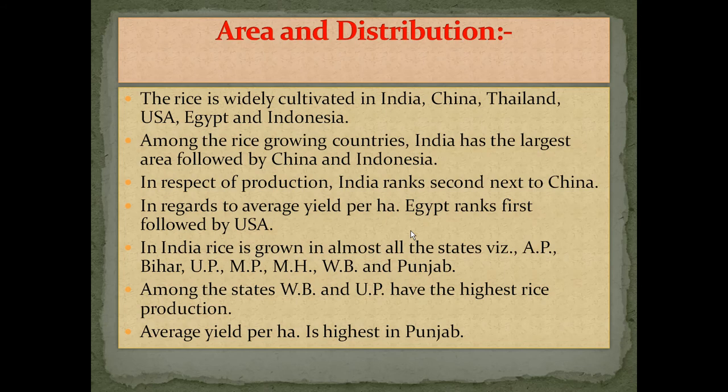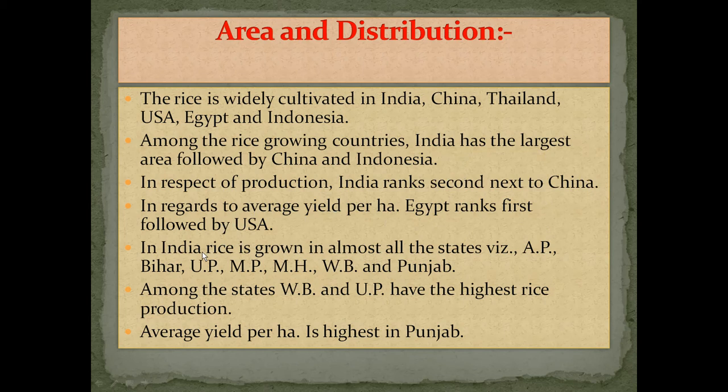And the area and distribution, next point: rice is widely cultivated especially in India, China, Thailand, USA, Egypt and Indonesia. Among the rice growing countries, India has the largest area, followed by China and Indonesia. In respect of production, India ranks second next to China. In regards to the average yield per hectare, Egypt ranks first, followed by the USA.